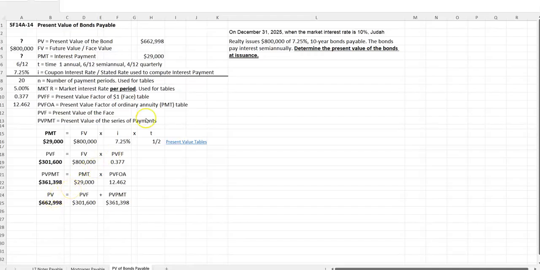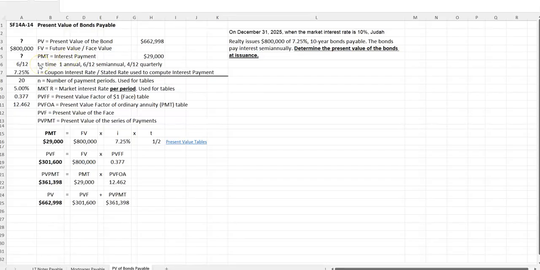So some of the things we need to know. First of all, we want to compute payment. So I put these things up here that you can put in. $800,000 is the future value or the face value. We're trying to find out what the present value of the bond is and what the payment is.